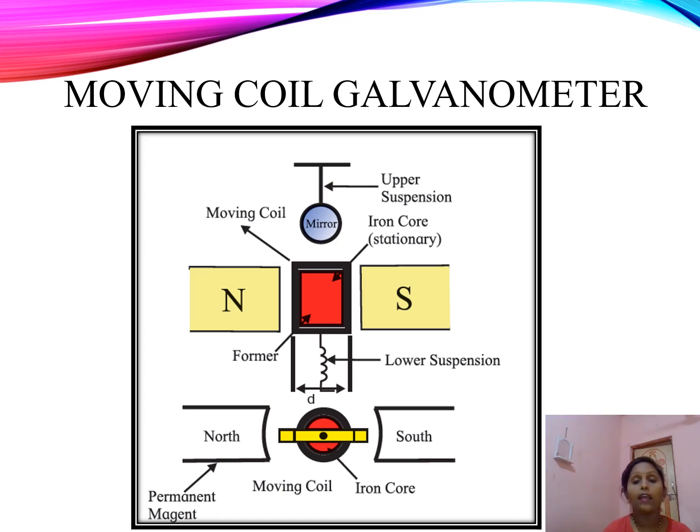This torque is NIAB sin theta. If the sin theta value is 1, then the torque will be NIAB: N turns, I current, A area, B magnetic field. This torque is counterbalanced by the torque due to the spring fitted to it. This counter torque balances the magnetic torque and produces deflection. Large current flows, large deflection, as the torque will be large.